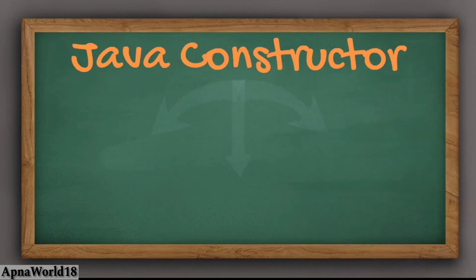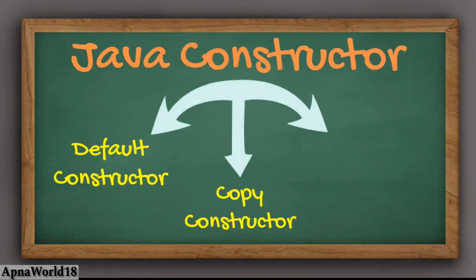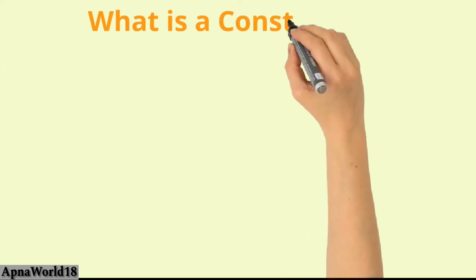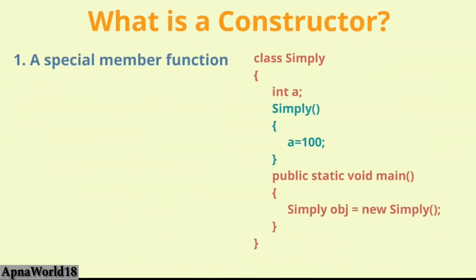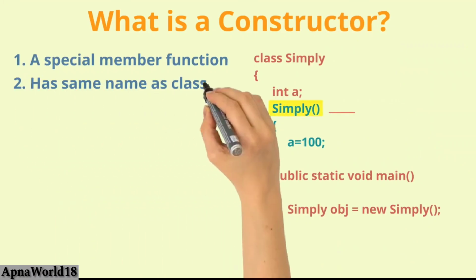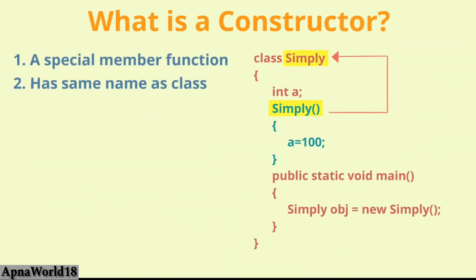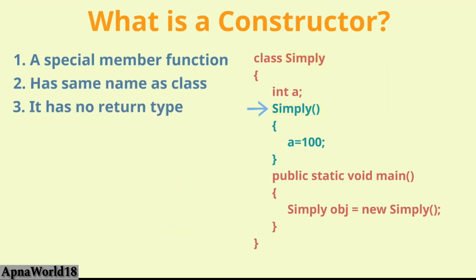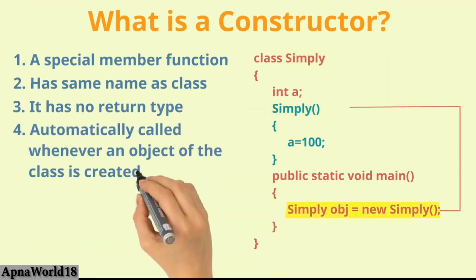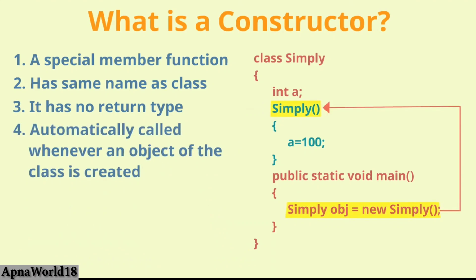Hello, in this video we will cover constructors in Java. What exactly is a constructor? A constructor is a special member function which has the same name as the class name. Unlike functions, it has no return type and it is automatically called whenever an object of the class is created.